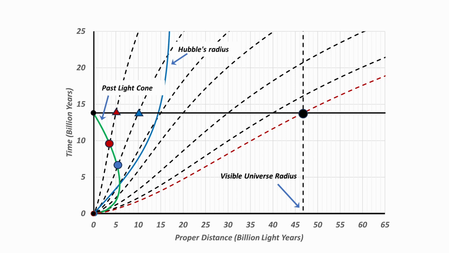We can now plot the past light cone in the observer reference frame. In this picture, the red circles represent the location of two celestial objects at the time they emitted the light that is reaching the observer today. The triangles represent their current position in relation to the observer. Two things stand out from this graph.